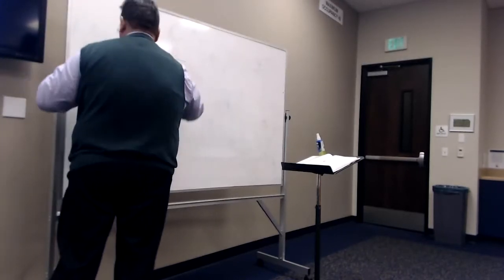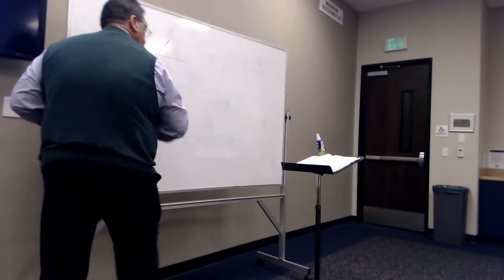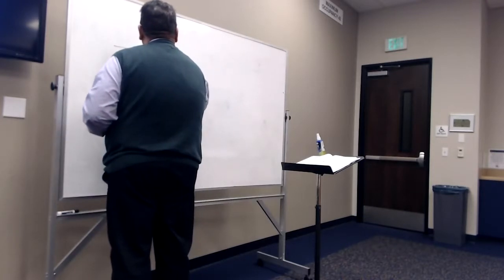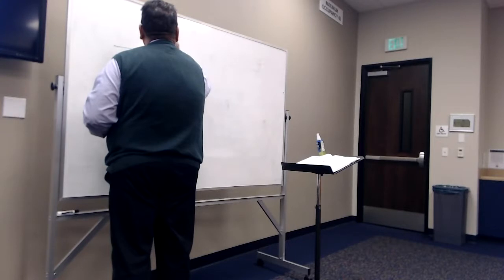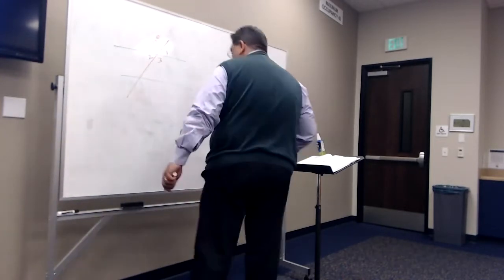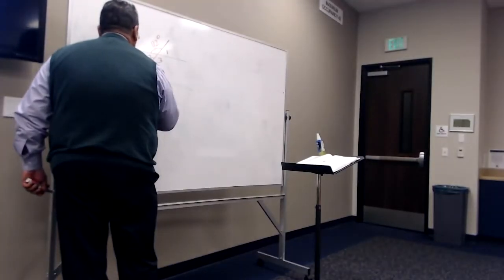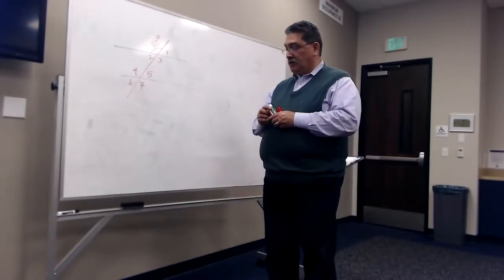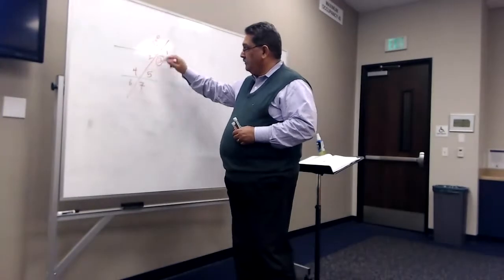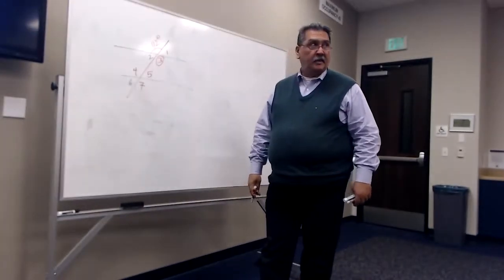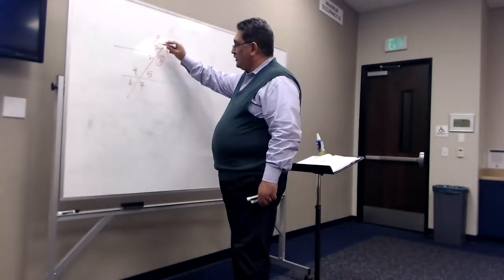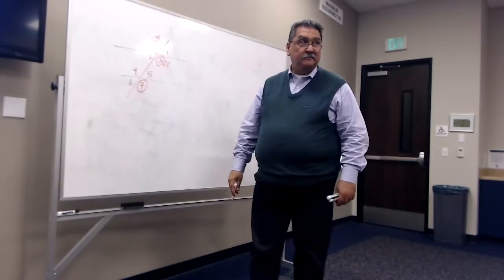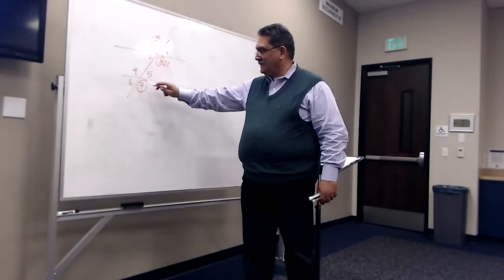Two parallel lines, and we have angles 1, 2, and 3. This is 112 degrees, and we have 4, 5, 6, 7. Now, can you tell me what's the value of angle 3? It's 112. Yes, opposite angles are equal. So this is 112. What's the value of 7? It's also 112.